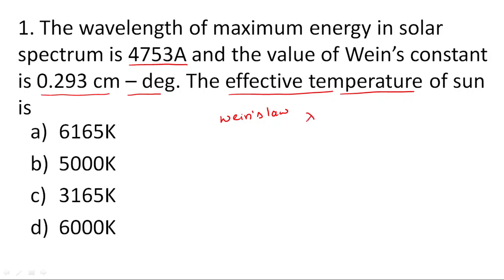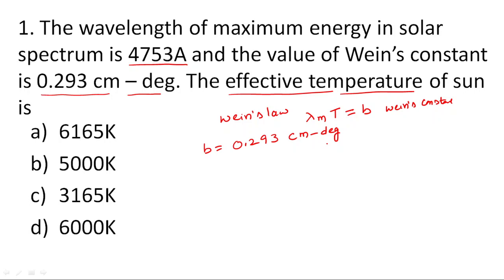We know that Wien's displacement law is lambda m into T is equal to b, where b is Wien's constant, which is already given in the problem itself. So what is the value of b? b is equal to 0.293 centimeter degrees. The b value is given in degrees centigrade, so it was given in Celsius units.